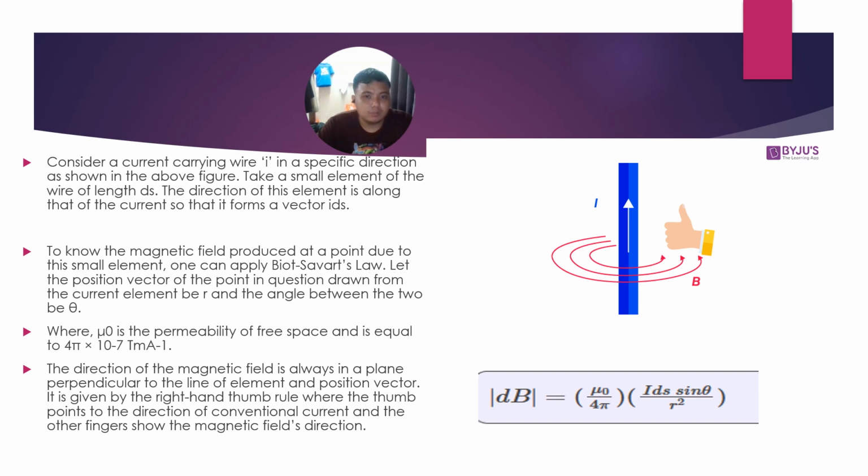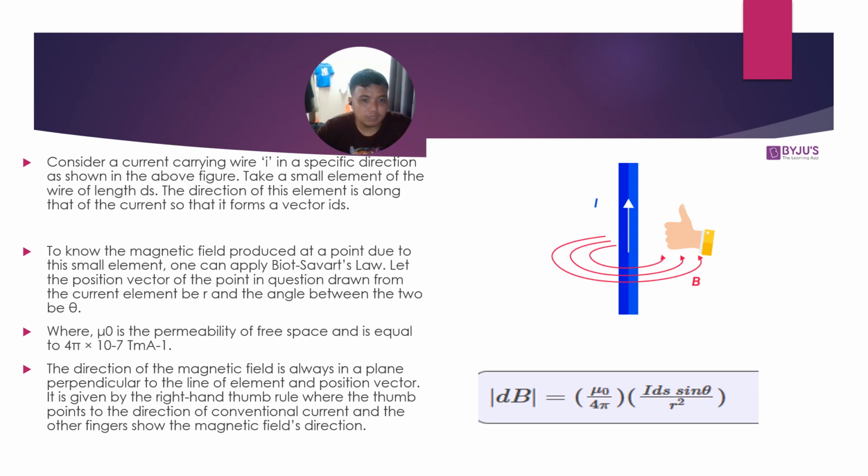So in the Biot-Savart law, consider a wire carrying current I in a specific direction as shown in the above figure. Take a small element of the wire of length dl. The direction of this element is along that of the current, so that it forms a vector. To know the magnetic field produced at a point due to this small element, one can apply the Biot-Savart law. Let the position vector of the point be drawn from the current element as r, and the angle between the two be theta. Here mu-naught is the permeability of free space and is equal to 4 pi multiplied by 10 to the power of negative 7.